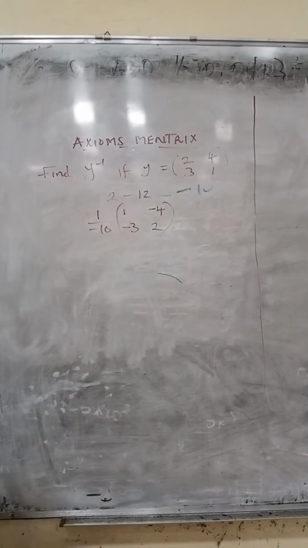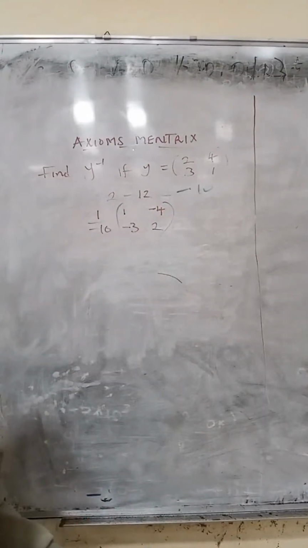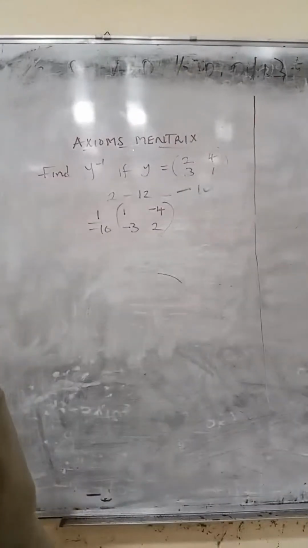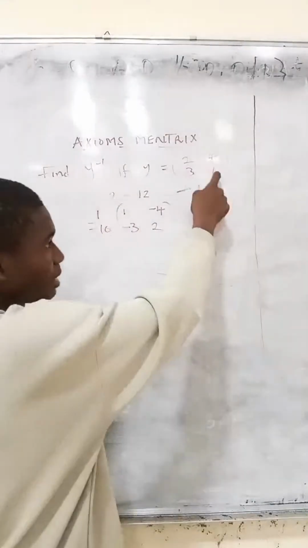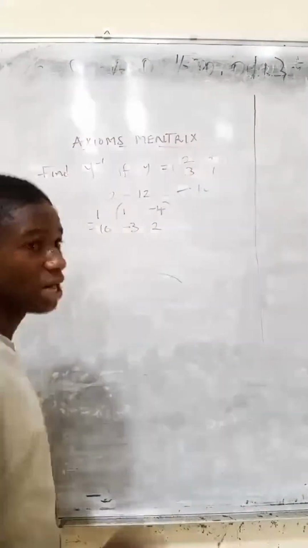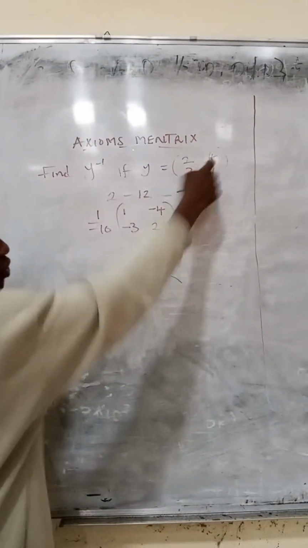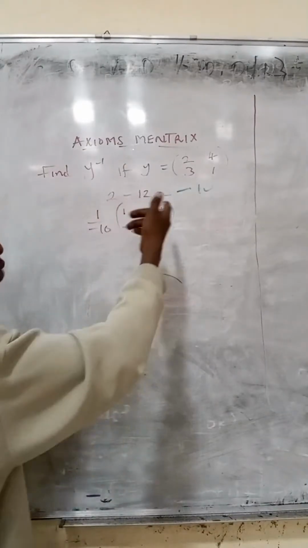I'll repeat what I said. From the beginning, I was asked to find the inverse of this matrix, which is y equals 2, 4, 3, and 1. Then I found the determinant. I told you how to find the determinant: you multiply this by this, minus this multiplied by this. So I did 2 times 1, it gave me 2. Then 3 times 4, it gave me 12. You understand?